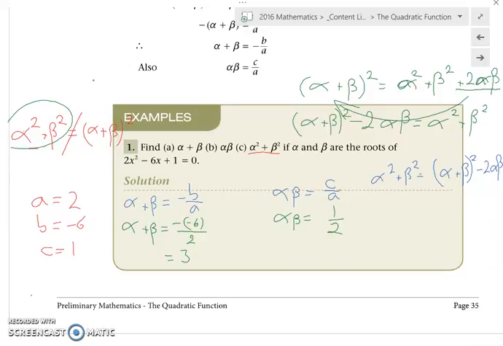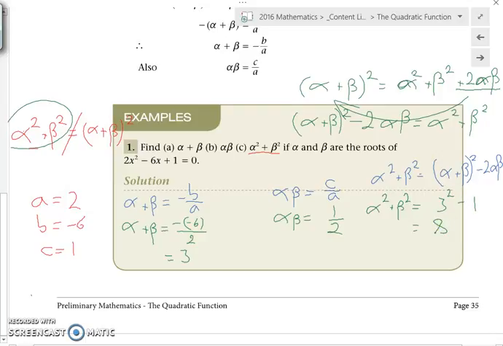So if you have them and you've already worked them out, you write down A, B, and C, and then you work out alpha plus beta, and then you work out alpha beta. Then you can just plug all these in. So alpha squared plus beta squared equals, well, alpha plus beta is 3, so that's 3 squared minus 2 times a half minus 1 equals 8, and you're done. Is everyone happy with that?